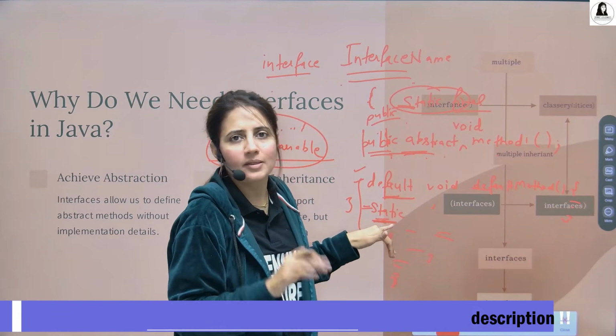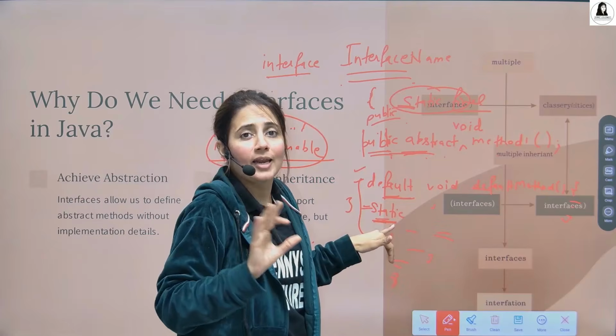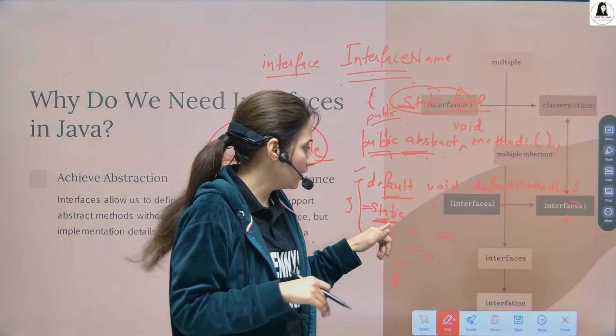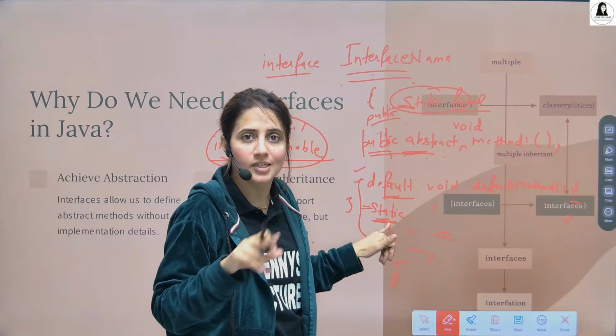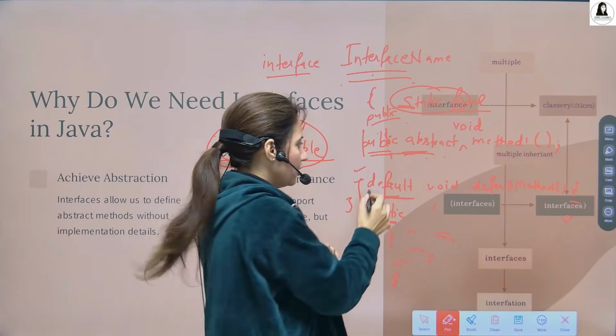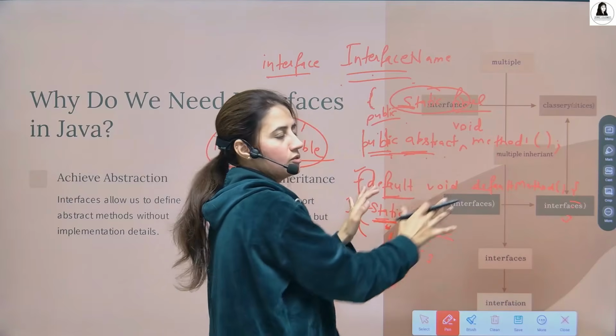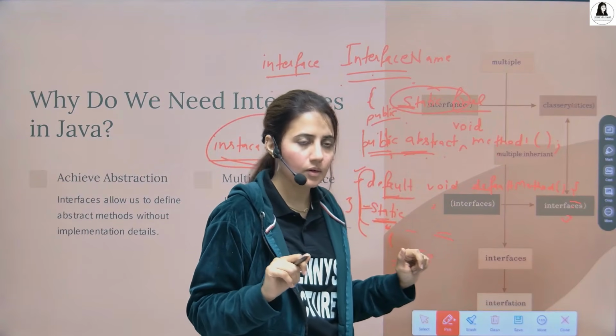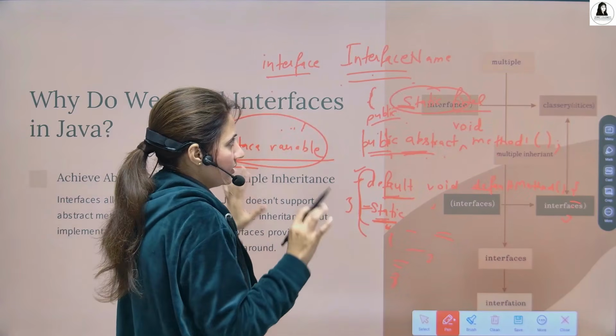Static methods cannot be inherited by the subclasses. I mean, the classes that are going to implement this interface, static methods cannot be inherited in those classes. Static methods are only for this interface. That's it. But I'll upload a separate video explaining these two methods, default and static. Don't worry. Right. For now, I guess this is clear to you.